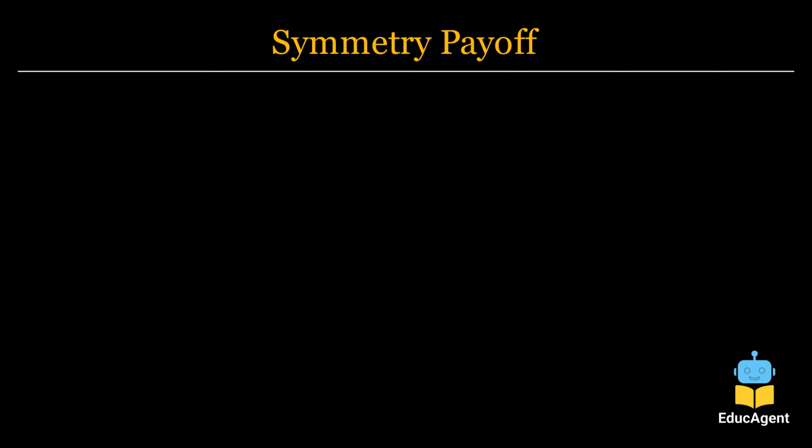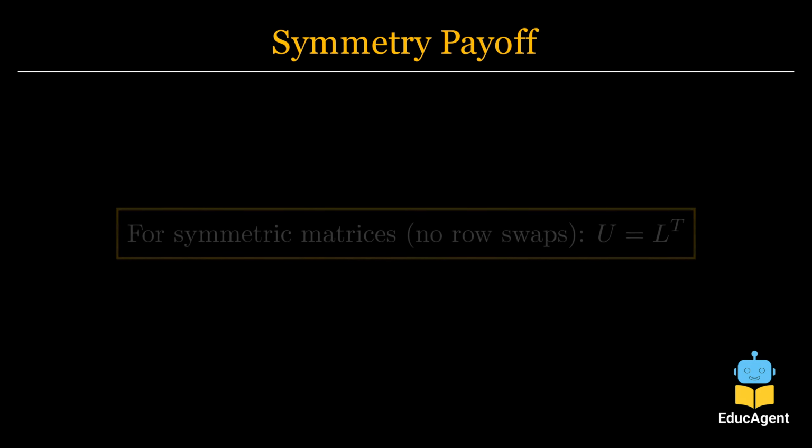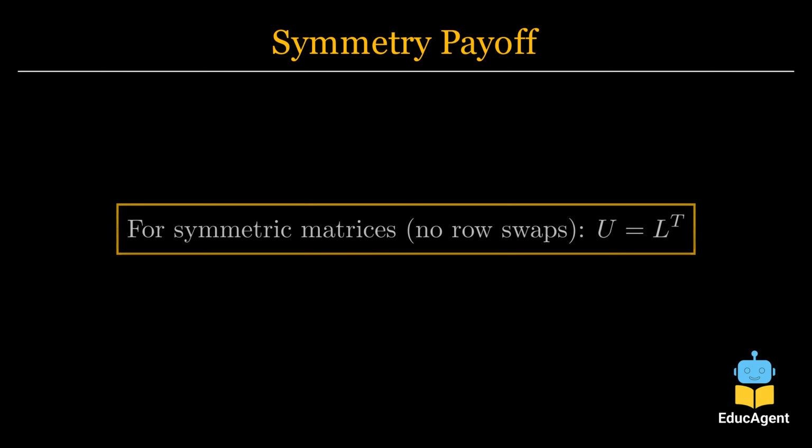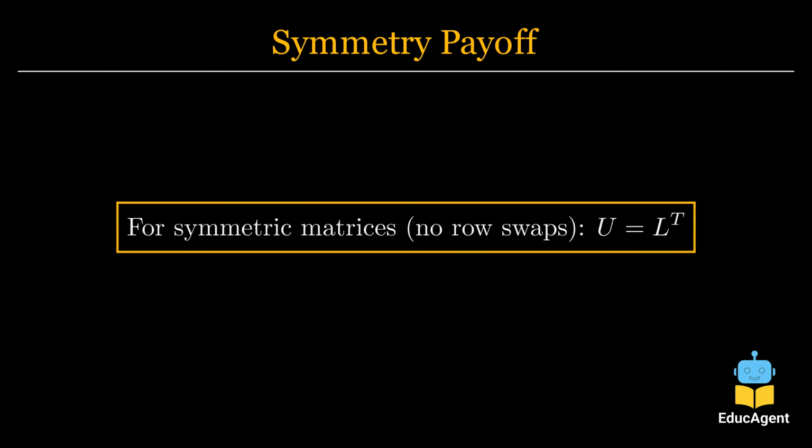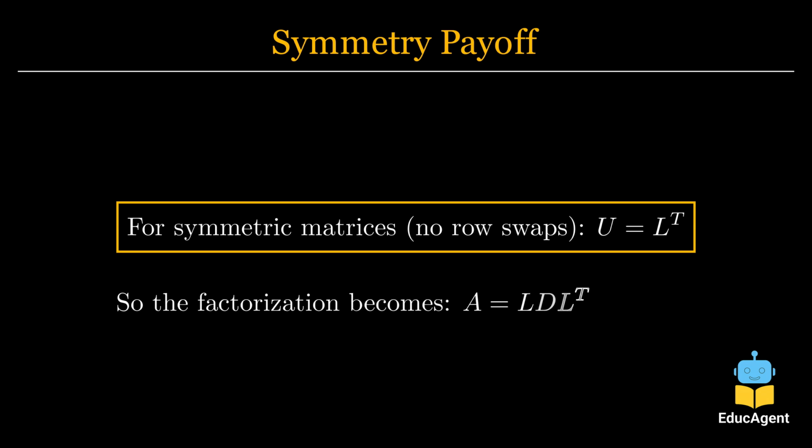Here's the key symmetry bonus. When the matrix is symmetric and elimination proceeds normally, the upper factor is the transpose of the lower factor. That turns LDU into the symmetric form LDL transpose, which we'll verify in both examples.